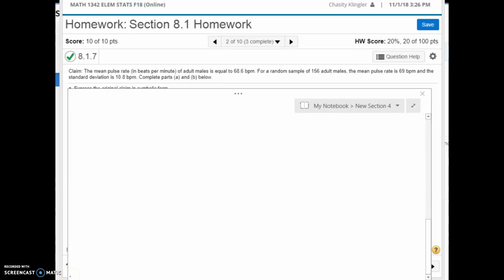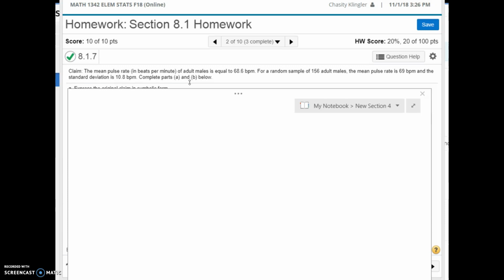Now take a look at this question. This says, claim the mean pulse rate in beats per minute of adult males is equal to 68.6 beats per minute. For a random sample of 156 adult males, the mean pulse rate is 69 beats per minute and the standard deviation is 10.8 beats per minute. Complete parts A and B below.